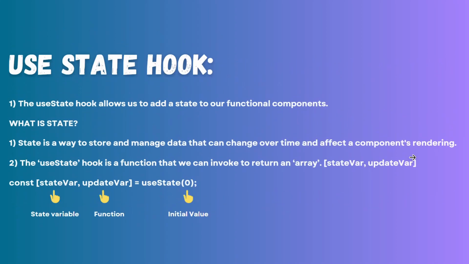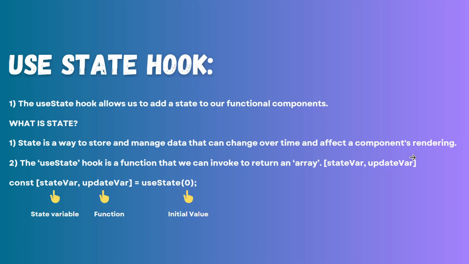Let's talk about the useState hook and how it works. The useState hook allows us to add state to our functional components. Now there might arise a question in your mind: what is state? A state is a way to store and manage data that can change over time and affect a component's rendering. The useState hook is a function that we can invoke to return an array. The first value of the array is the state variable that we want to use, and the second value is the function that we use to update the first value.